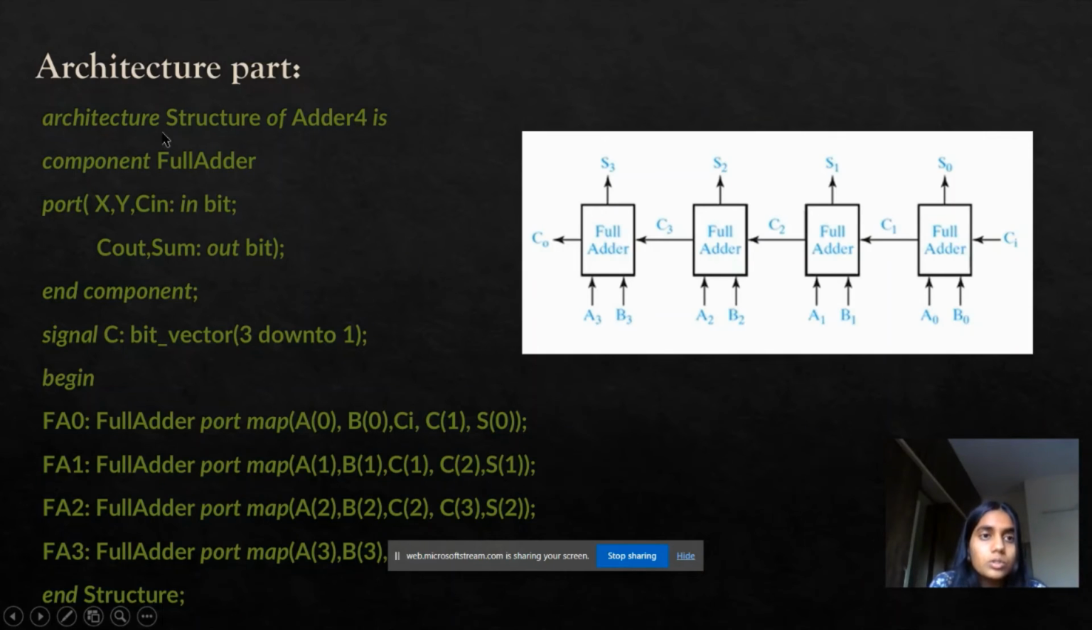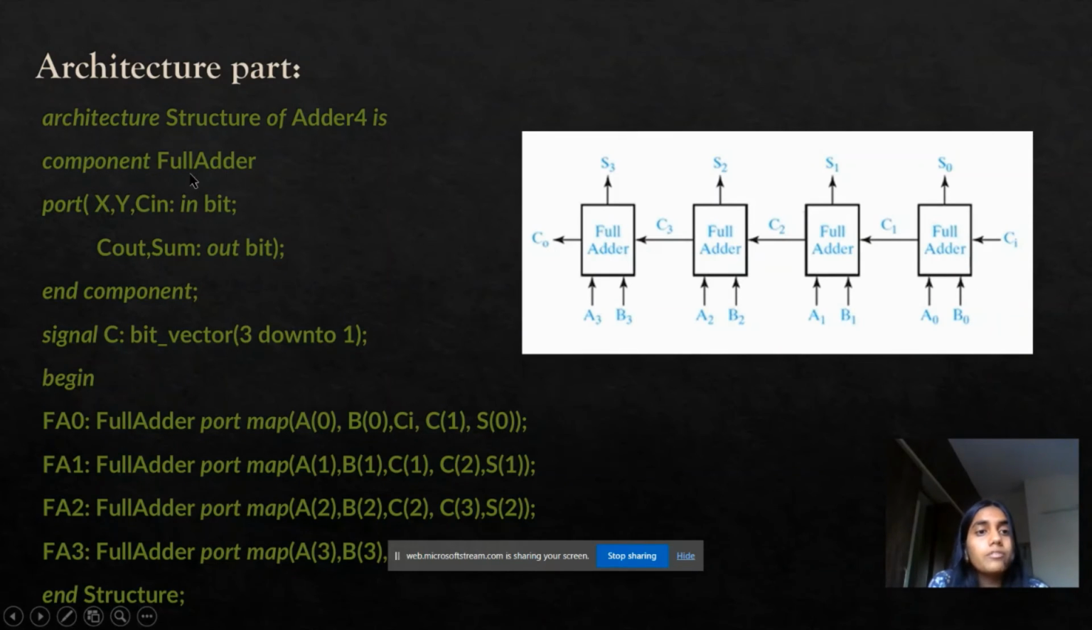Coming to the architecture part, architecture structure, I've taken the architecture name to be structure, and of the entity name was adder 4. So architecture structure of adder 4 is, now I've declared a component here because as you can see, each full adder acts as a component. So there are 4 components here because they all do the same function. So I can just make them all common and put them all under one component and just call the component every time I need a full adder to function.